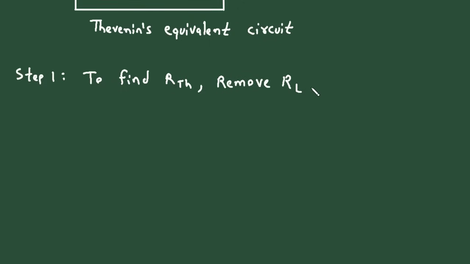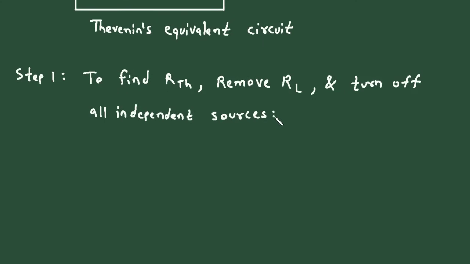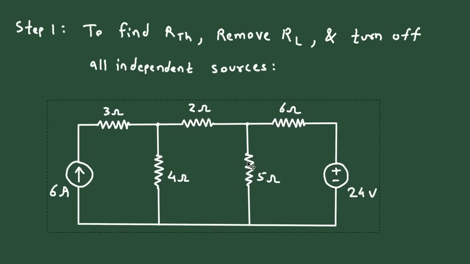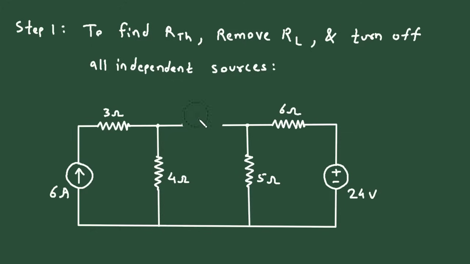So, to find RTH, remove RL and turn off all independent sources. Now, when we remove this RL and turn off all the independent sources, here we can see this is an independent voltage source. When we turn off an independent voltage source, it will be short circuited. And when we turn off an independent current source, it will be open circuited. So, this will be open circuited, and now this will be our RTH.